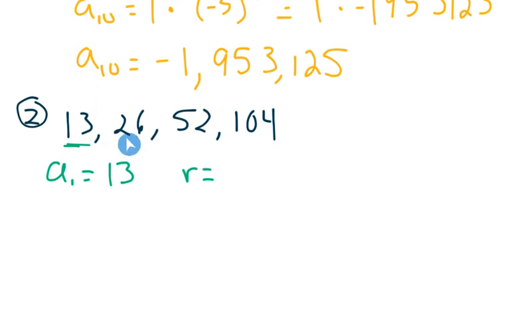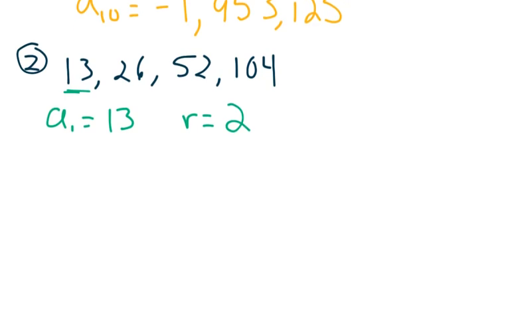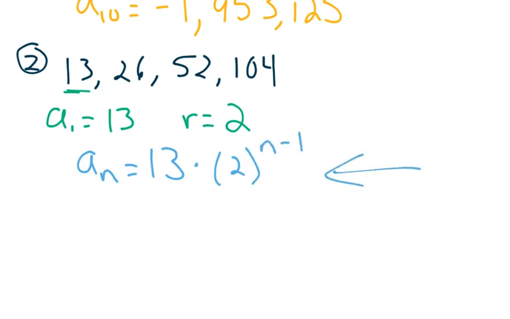Question for the common ratio: how do I go from 13 to 26? That would be times 2. 26 to 52, also times 2. 52 to 104, again, times 2. So our common ratio is positive 2. Okay, so we have our first term, we have our ratio. Let's write our equation. A sub n is equal to our first term, 13, times our ratio, which is 2, to the n minus 1 power. That is your answer for the first part.